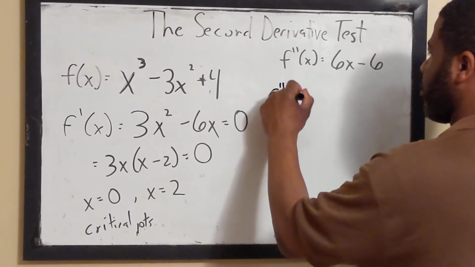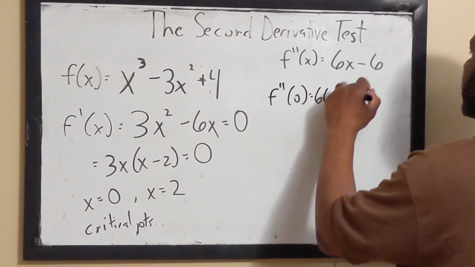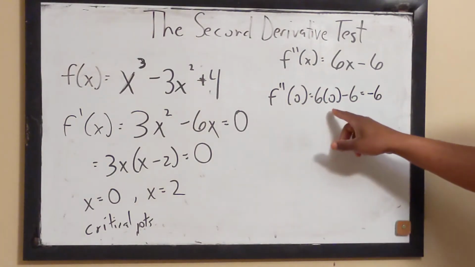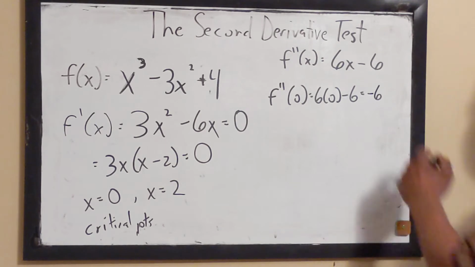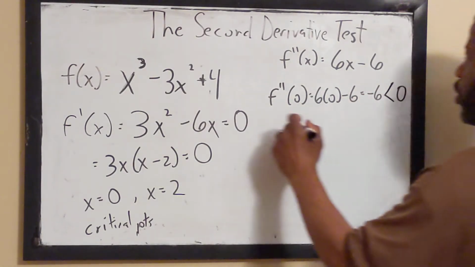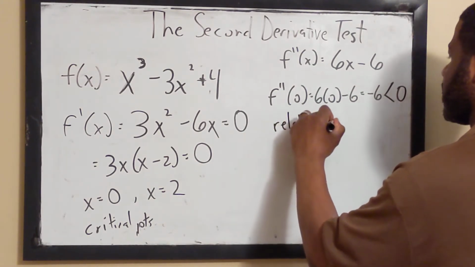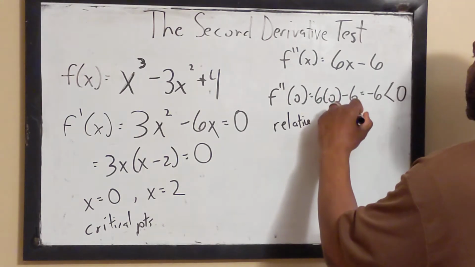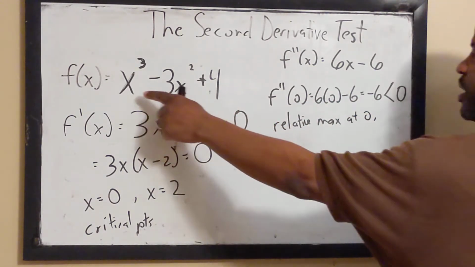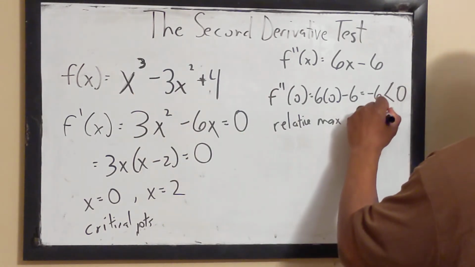F double prime of 0 is equal to 6 times 0 minus 6. That answer is negative 6. 6 times 0 minus 6, that's negative 6. That is less than 0, so we have a relative max at 0, and then you can plug 0 back in to the original, 0, 4.